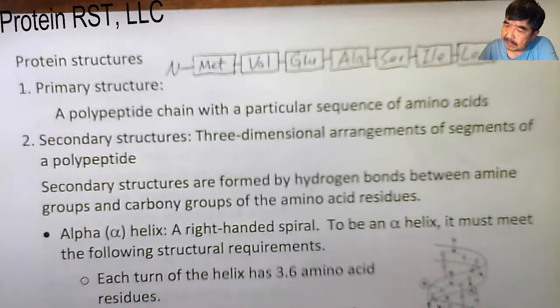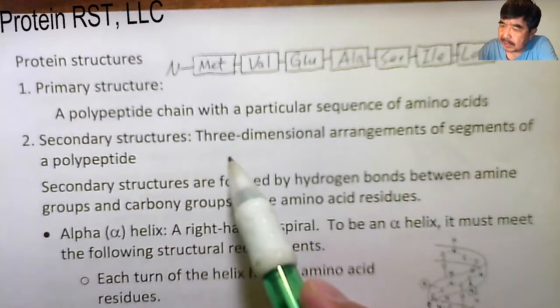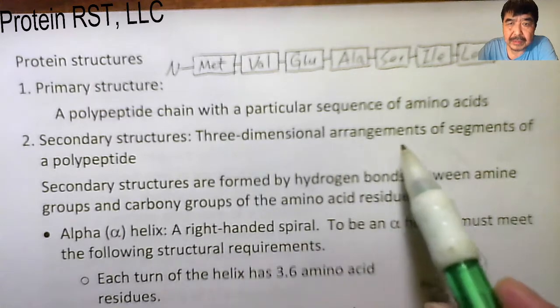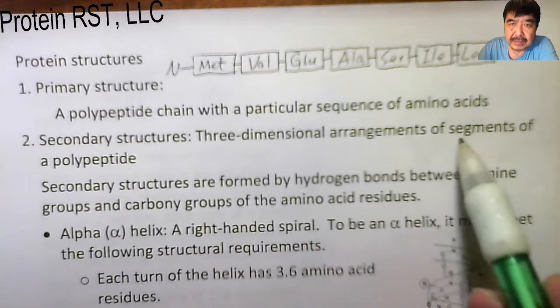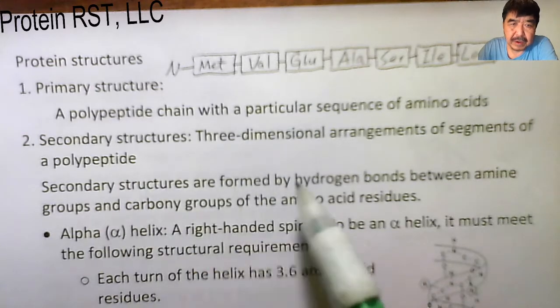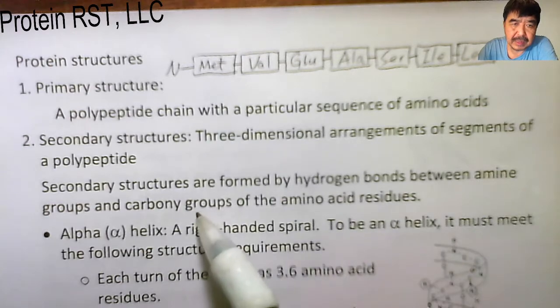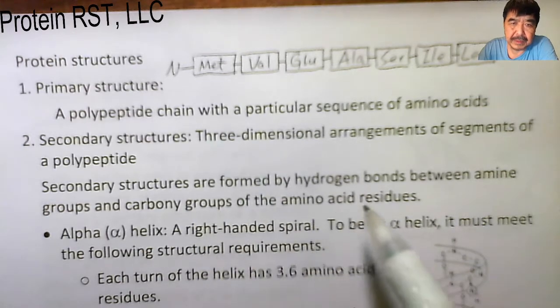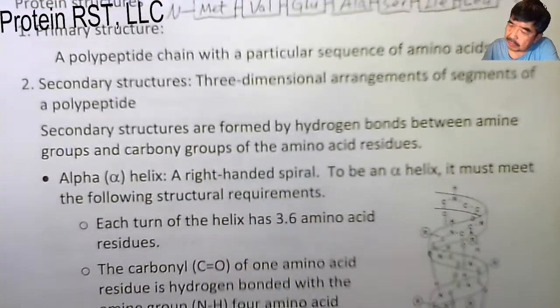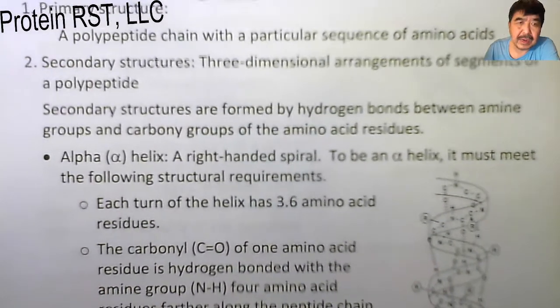The next level is called the secondary structure. Secondary structures are three-dimensional arrangements of segments of a polypeptide. They're formed by hydrogen bonds between amine groups and the carbonyl groups of amino acid residues. There are 2 types of secondary structures. One is called alpha helix.